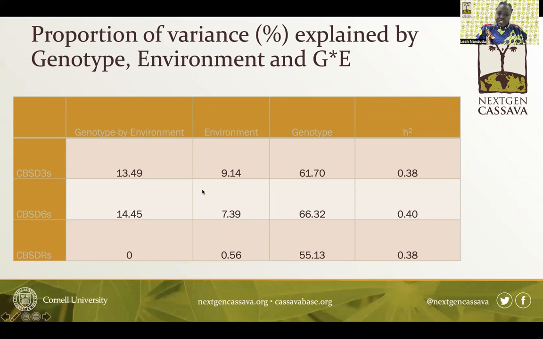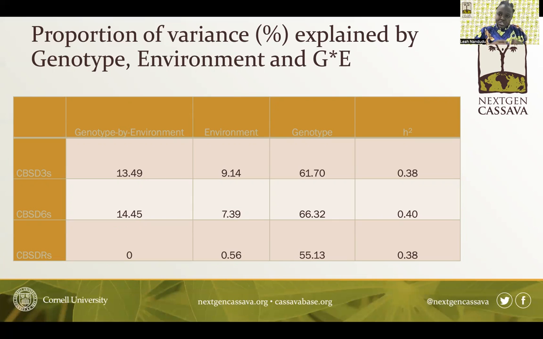When we look at genotype by environment interaction and the effects from the environment, they're generally low for CBSD at 3 and 6 months after planting. But for CBSD at 12 months after planting, we have 0 genotype by environment interaction in the Cycle 2 population, and a very small proportion of variance explained by the environment, which is very good for a breeder.